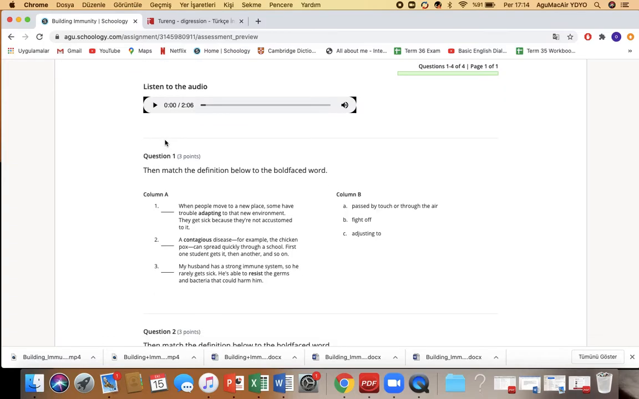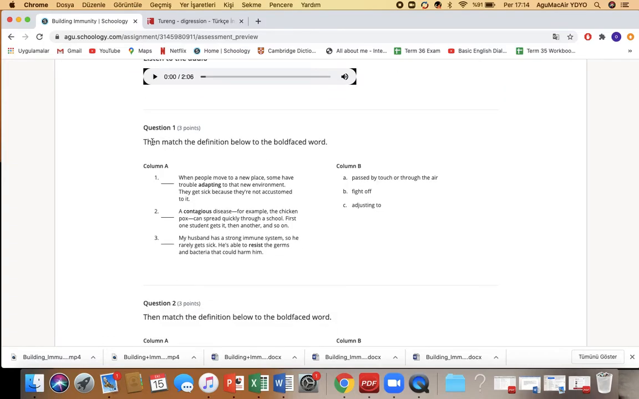So when you listen to the audio, let's look at question 1. Here we have a matching activity, right? Match the definition below to the bold-faced word. As you see, there are bold words here: adapting, contagious, and resist. And there are definitions of them, some of them are synonyms, some of them are definitions. If you are not sure about their meanings, just look up the dictionary to learn them, because they are very important to understand the lecture you're going to listen to.